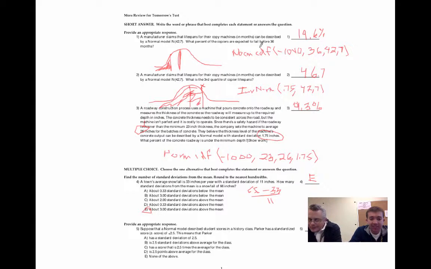All right. Provide the appropriate response. Suppose the normal model describes student scores in history class. He has a standardized score. His name is Parker.